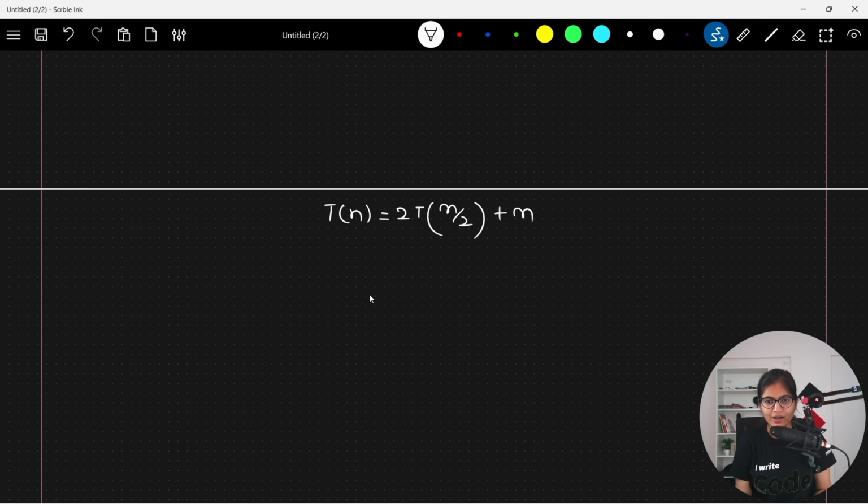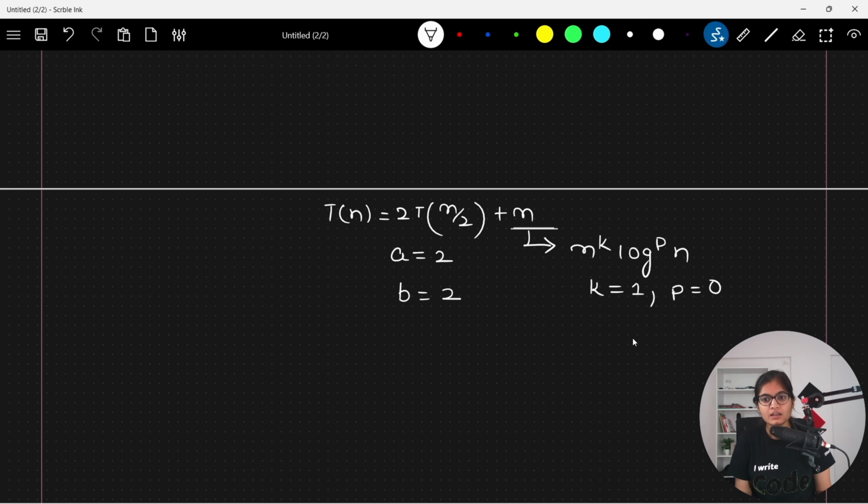Now let's try to understand what the value of a is. Here we can see that the value of a is 2 and the value of b is also equal to 2. I hope that this is making sense to everyone. Now can anyone tell me what is the value of k here? It will be n to the power k log to the power p of n. So I can clearly state here that the value of k is equal to 1 and the value of p is equal to 0.